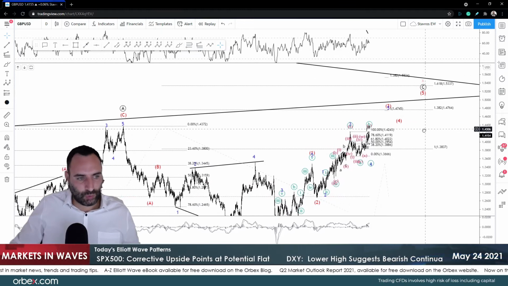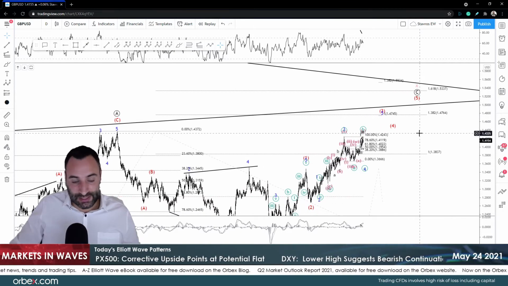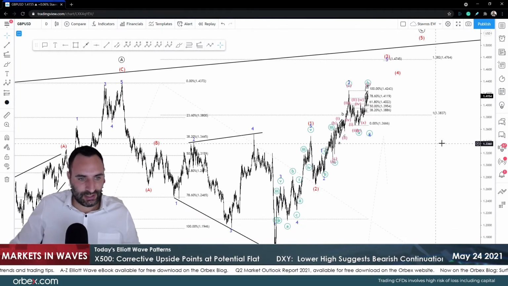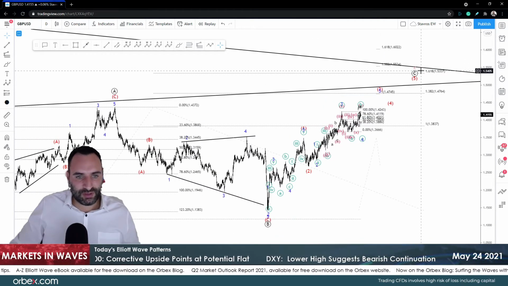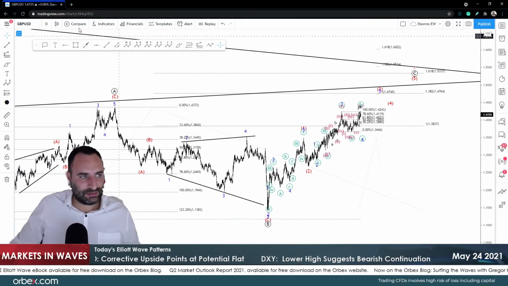You might think, what is this guy saying? Is he crazy? But guys, this is the long term, do not forget, okay? This is what I'm looking at: my A, my B, and a 5 wave impulse up to complete this as an expanding flat.